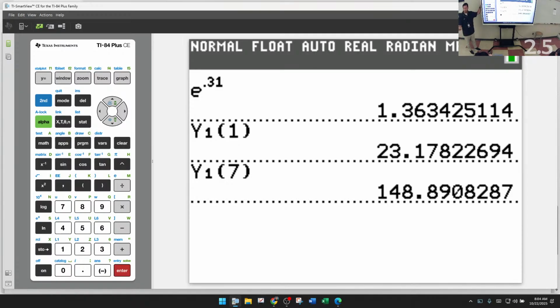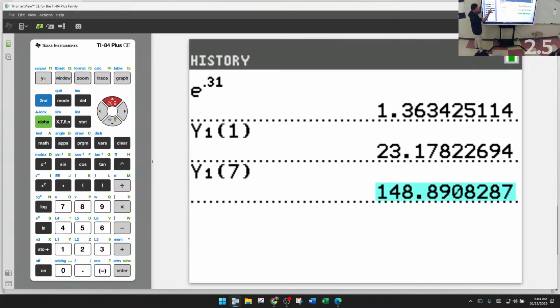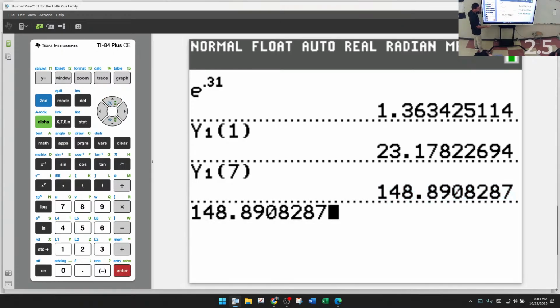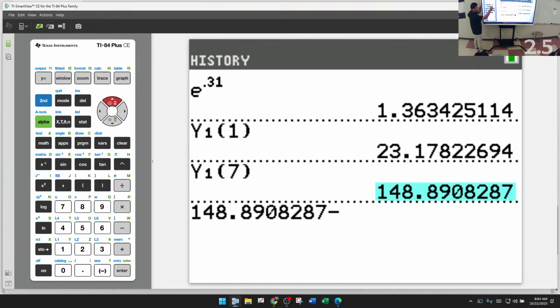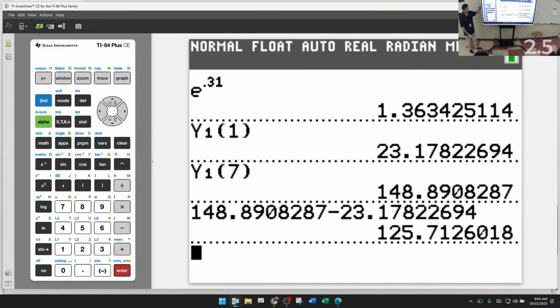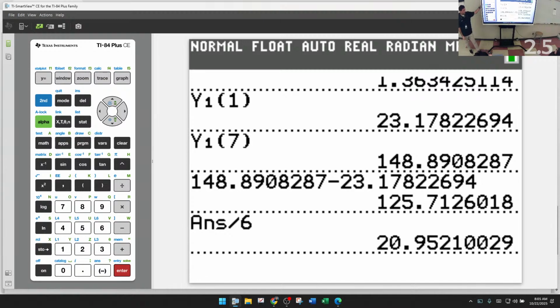I used to do this the old way, but I forgot, you guys have these new calculators that you can just do that minus that. And I have to divide that by 7 minus 1, 6. And there's the average rate of change, making sure you have 3 decimals.